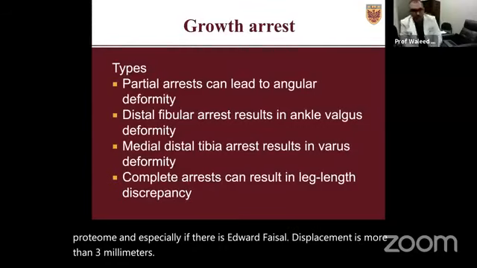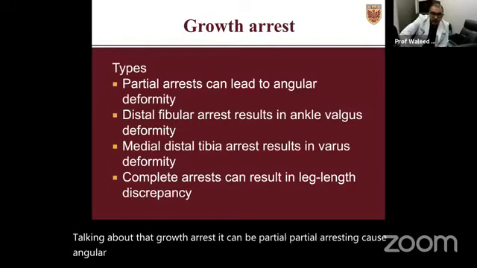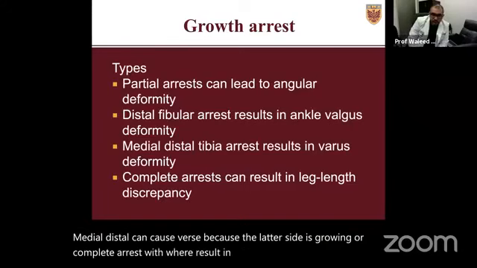Talking about the growth arrest, it can be partial. Partial arrest can cause angular deformity. Distal fibular arrest can cause ankle valgus deformity. Medial distal arrest can cause varus because the lateral side is growing, or complete arrest will result in leg length discrepancy.